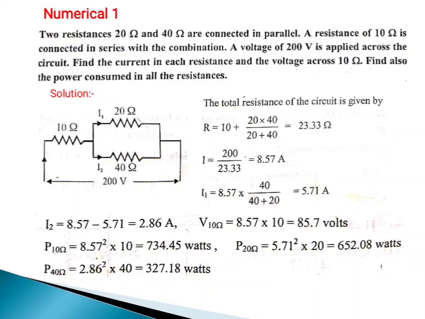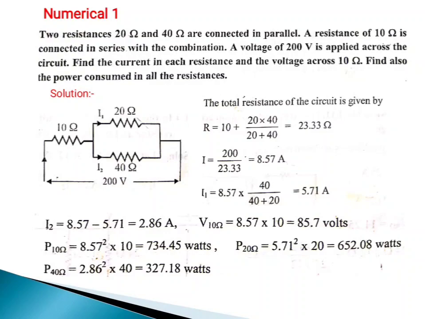Now what is the voltage across 10 ohm? That is the current flowing through it into R. V is equal to IR. The current flowing is 8.57, the resistor is 10 ohm. So the voltage across the 10 ohm is 85.7 volts.